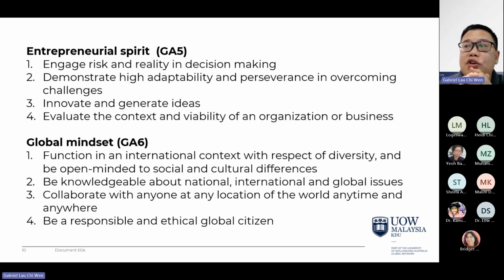Then GA5, entrepreneurial spirit: engage risk and reality in decision making. When we talk about entrepreneurial here, it doesn't mean we want all our students to be entrepreneurs and run their business. It is the spirit of an entrepreneur. What does an entrepreneur have? The drive. So many a times, what we are developing are intrapreneurs. Intrapreneurs are entrepreneurs in a company. For me, I work for a company called UOW Malaysia. However, based on my role, I am an intrapreneur. At times, I need to develop new things, new programs, grow, come up with new products and so on. So I am an entrepreneur in a company.